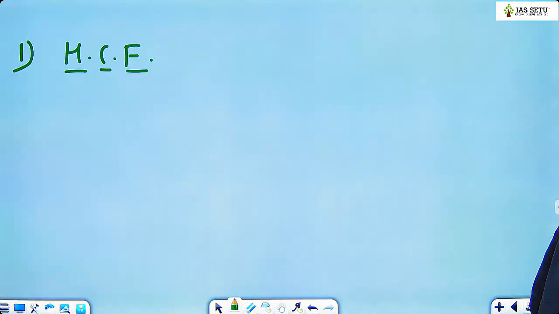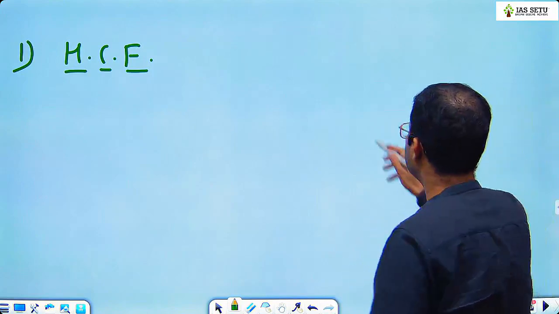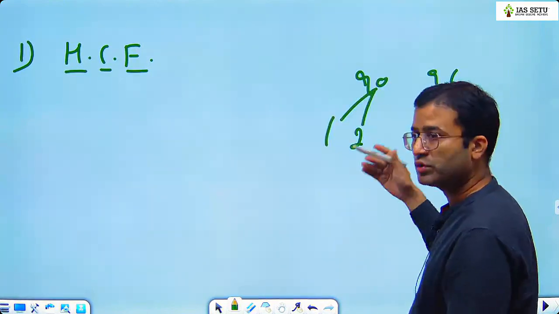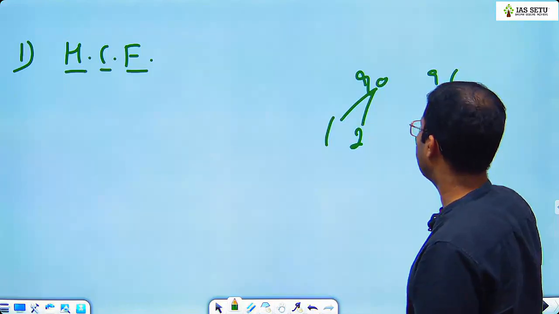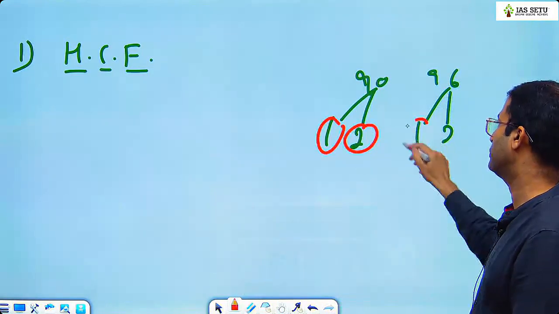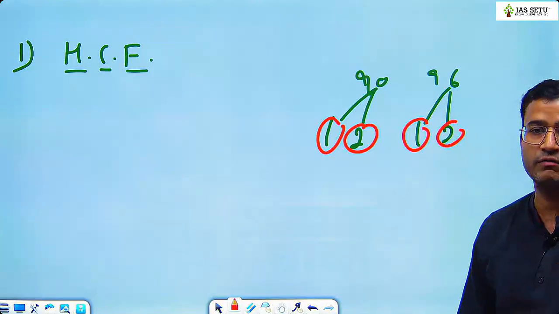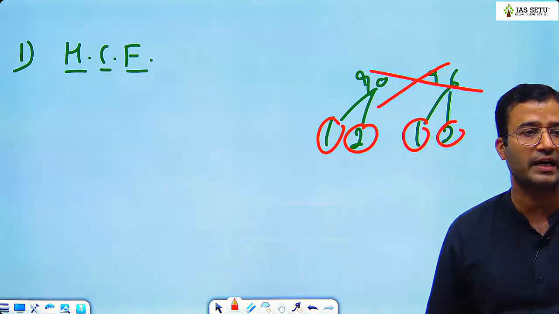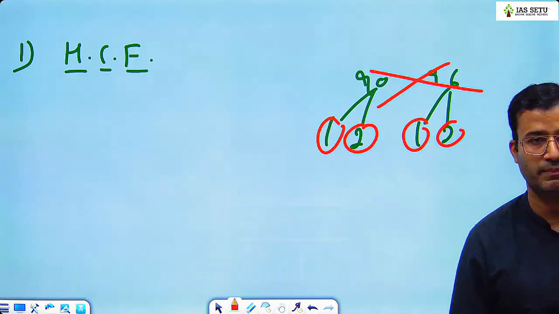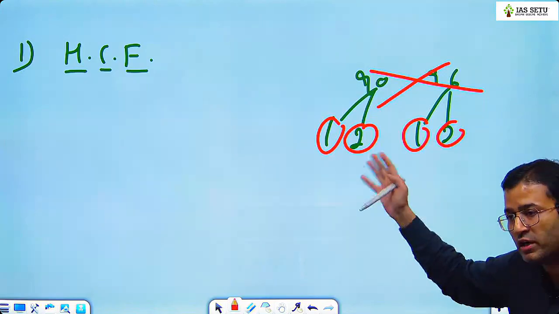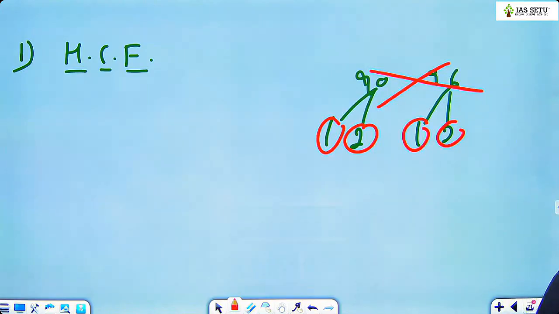रेहान खान ने एक example दिया, 90 and 96. What are the factors of 90? 1 and 2. उसके आगे मैं जाऊंगा ही नहीं. 96 के factors क्या हैं? 1, 2 and so on. Common factors 1 as well as 2. The moment I have more than one common factor, I will reject. 90 and 96 cannot be co-prime. Is this okay? 90, 96 co-prime हो ही नहीं सकते. Why? Because they have more than one common factor. Clear?